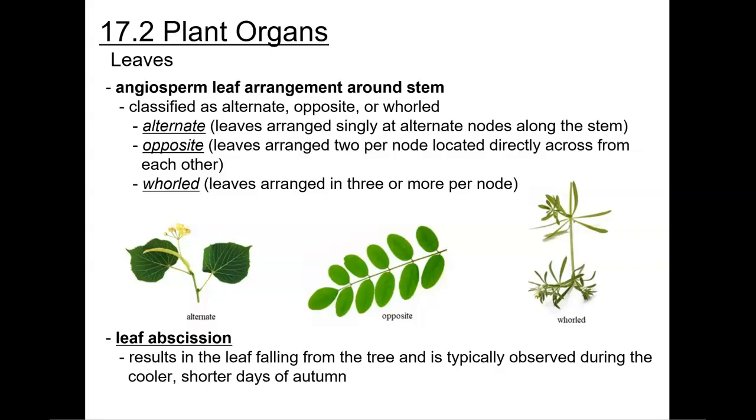Leaf abscission is going to result in leaves falling from that tree, and it typically is going to be observed during cooler, shorter days, mostly in autumn.